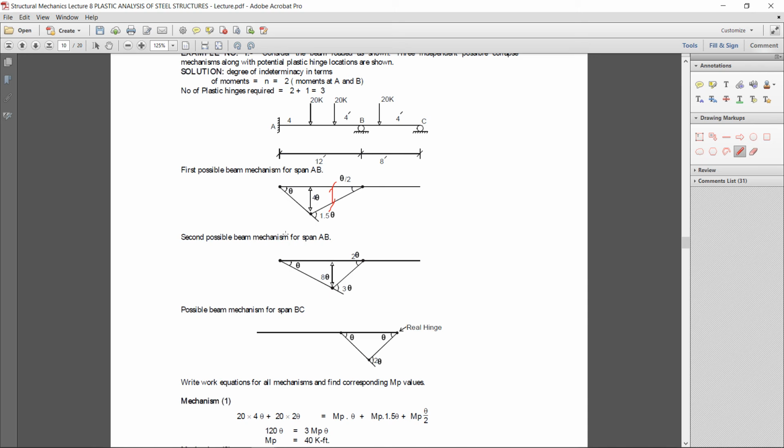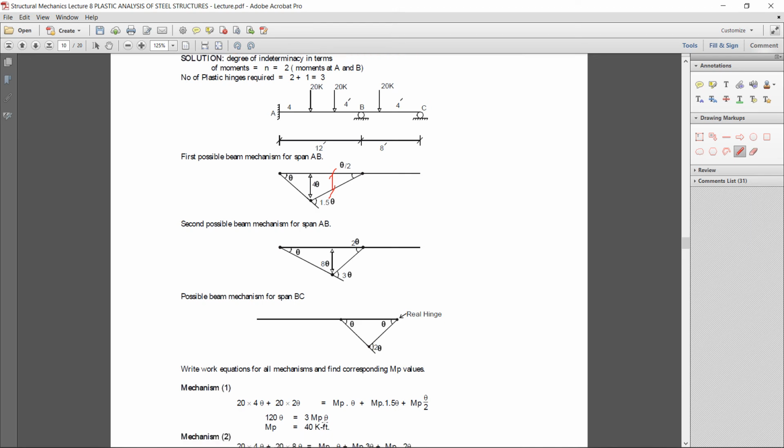So the internal work done, that will be MP into theta plus 1.5 theta plus theta by 2. MP into theta, MP into 1.5 theta, MP into theta by 2. After simplification, 120 theta on the left side, 3 MP theta on the right side. The MP you are getting, the maximum plastic moment, that is 40 cube feet.